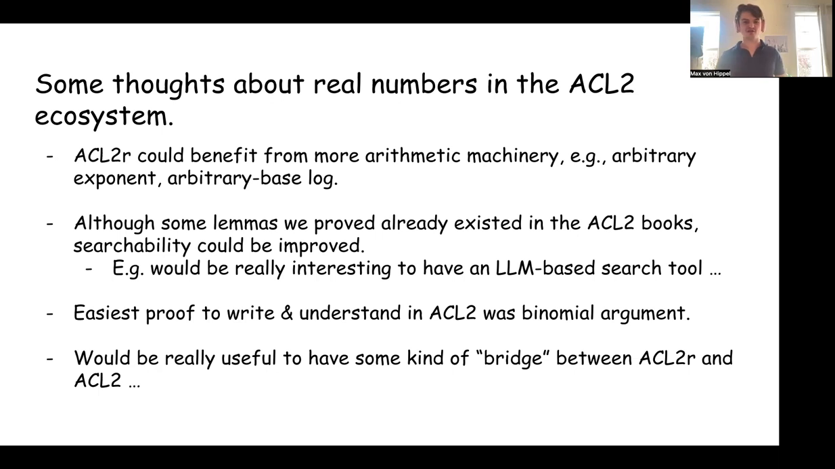ACL2 code tends to be untyped. I write typed code, but most people don't. A lot of it doesn't have that many comments in it, and it can be pretty difficult to find a theorem that does what you want. So searchability could be improved. Especially in light of the IRAD work I've been doing here at Galois, I personally really feel that a large language model could be used to make the books super searchable, and it would really help.